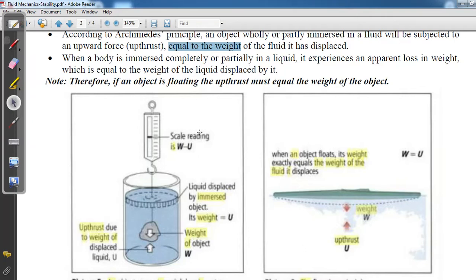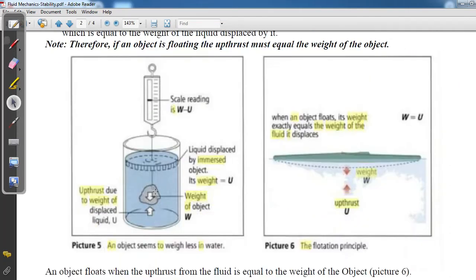Whenever you weigh a body in air, it will tell the true weight, but whenever you weigh that body inside the water, like in this case, it seems quite less. The weight of the body decreases; there is an apparent loss.